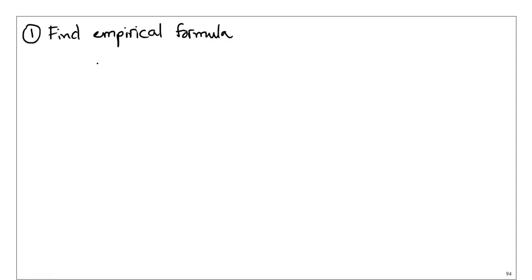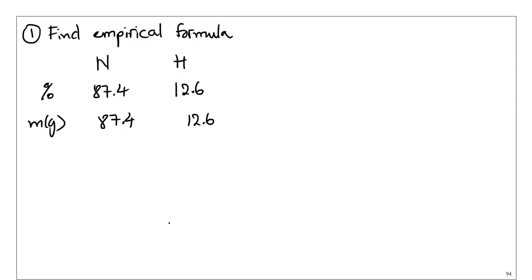So, empirical formula, step 1: I'm going to write out the elements that are present. So I have nitrogen and hydrogen. The percentages are 87.4% nitrogen and 12.6% hydrogen. If you assume that you have 100 grams of this substance, it means that for every 100 grams, I would have 87.4 grams of nitrogen and 12.6 grams of hydrogen. So that's a simple way to convert percentage to mass.